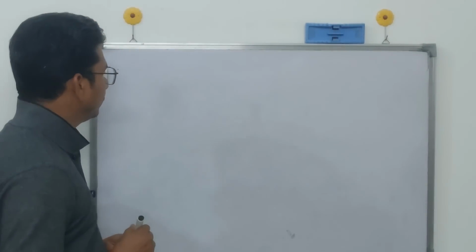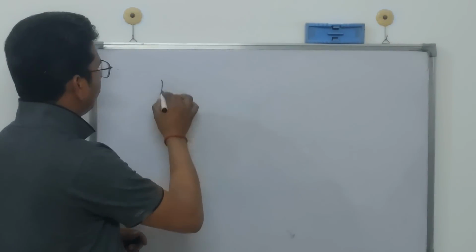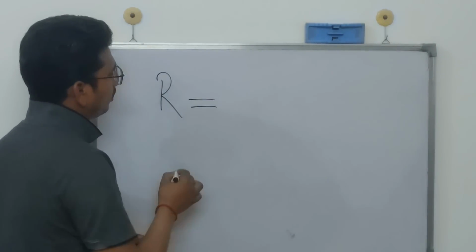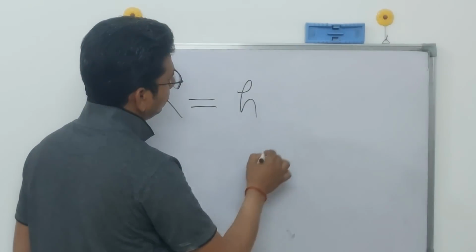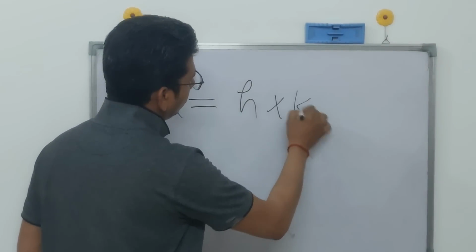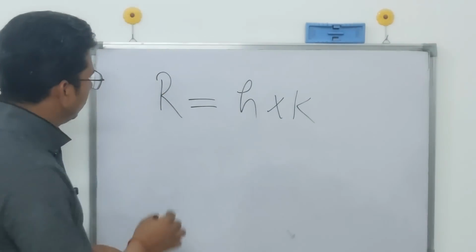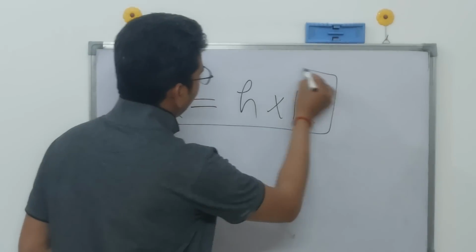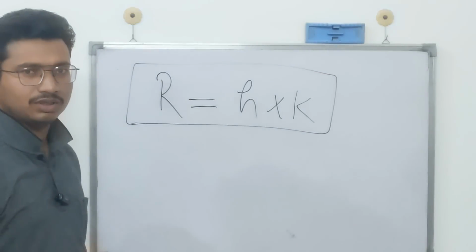In this video lecture we are going to discuss a very important aspect in quantitative genetics or plant breeding, that is breeder's equation. So what is breeder's equation? Actually in plant breeding or quantitative genetics we use an equation that is R equal to H into K. This is known as breeder's equation.